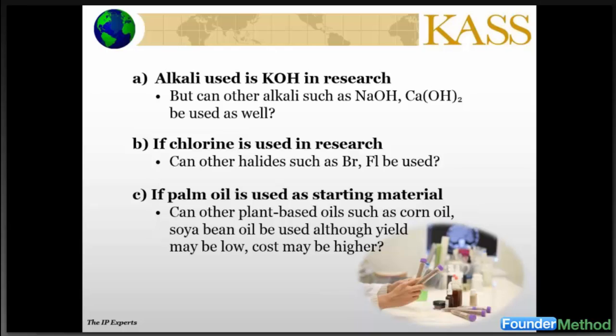So in your research, you only used potassium hydroxide, but technically you can use other alkalis such as sodium hydroxide and calcium hydroxide. So if sodium hydroxide and calcium hydroxide can be used, then you want to claim those ingredients in the claims as well. Not only will you claim potassium hydroxide, but you also claim sodium hydroxide and calcium hydroxide, because they can be easily used.